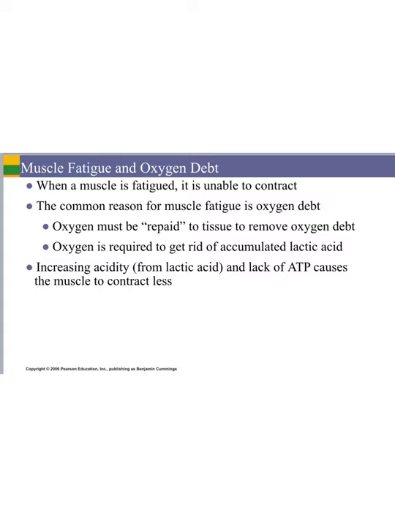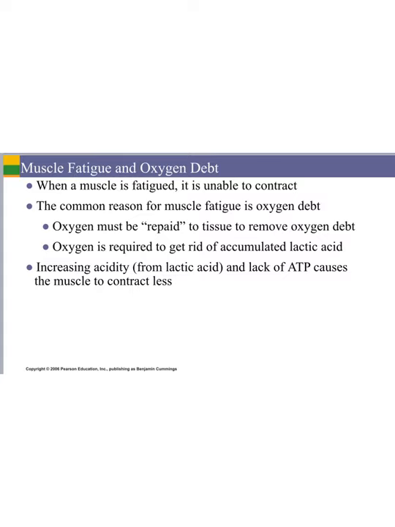When there's not enough oxygen, when you've been exercising for a while or exercising for a small amount of time at a very high intensity, muscles can get fatigued. And when they get fatigued, they're unable to contract. And the reason why is that you're in what we call oxygen debt. And so the oxygen has to be repaid to the tissue to get rid of that oxygen debt.